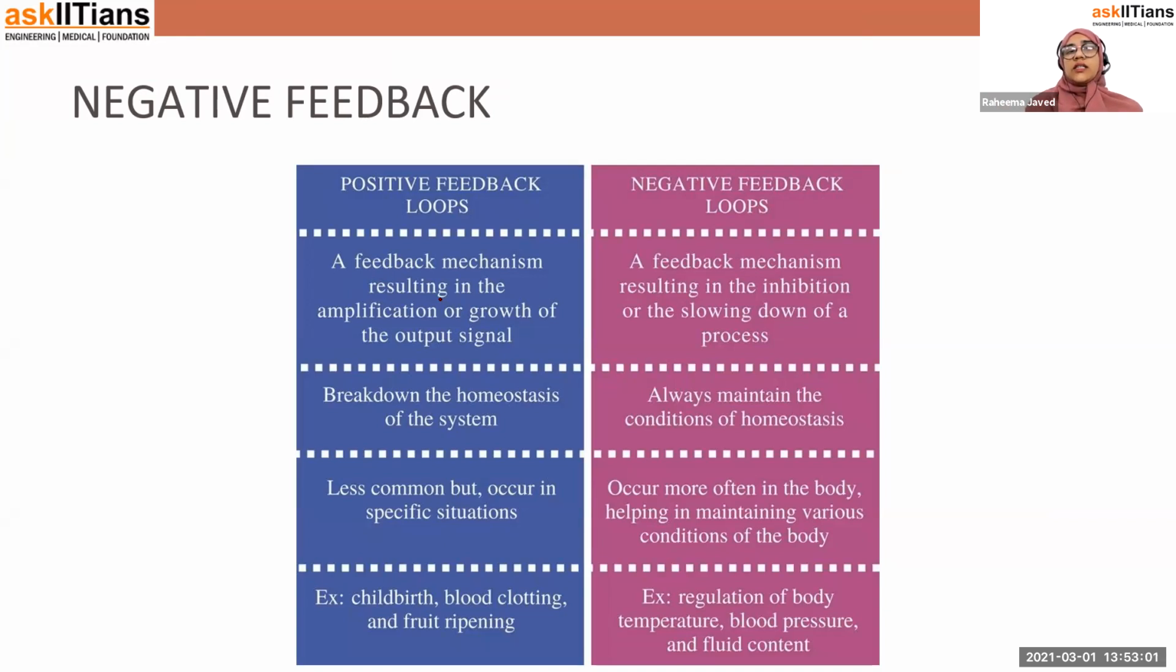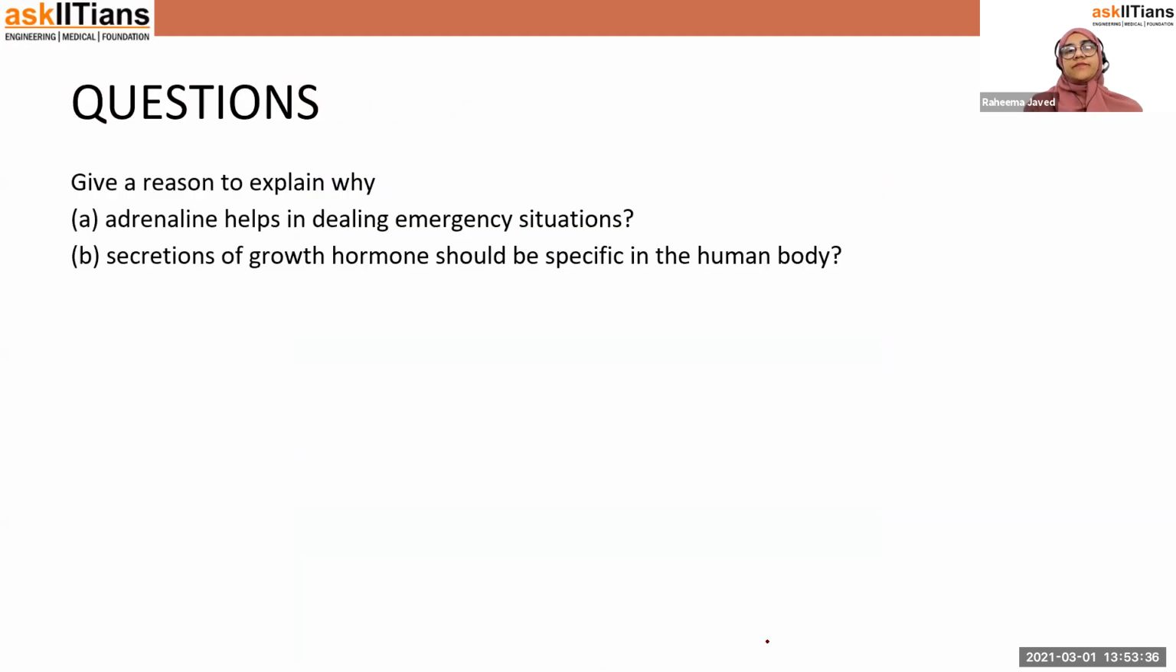Positive feedback results in the amplification or growth of the output signal. Negative feedback results in the inhibition of the process. Positive feedback loops break down the homeostasis of the system, while negative feedback always maintains the condition of homeostasis. Positive feedback is less common, but negative feedback occurs more often. Examples of positive feedback are childbirth, blood clotting, and fruit ripening. Examples of negative feedback are regulation of body temperature, blood pressure, and fluid content.